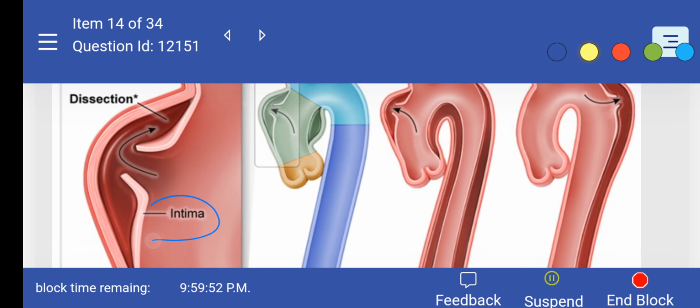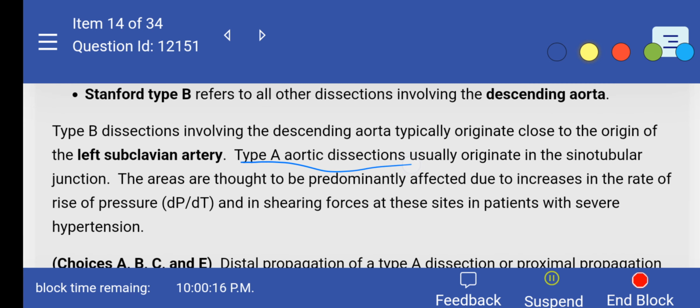And the problem over here is intima, and this will move in between the dissection, that is media, right? And then the last one is adventitia. So the problem is in between intima and media, right? Now, type A aortic dissection usually originates in the sinotubular junction. The areas are thought to be predominantly affected due to increase in the rate of rise of pressure, dP/dT, and shearing forces at the site in patient with severe hypertension.